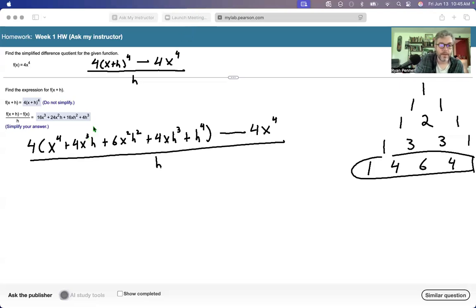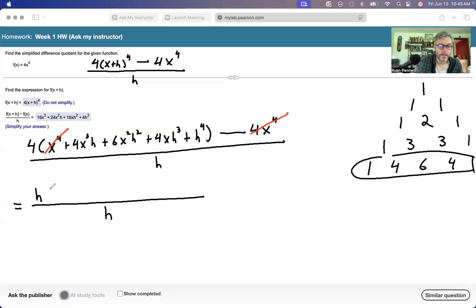Anyway, so now I can get rid of the original function. I have 4x to the fourth, 4x to the fourth. So that term goes away. The whole point of this is to get rid of the h on the denominator. Next week, we're going to let it go to 0. So that's fine. What I need to do is I need to pull an h out of all of these terms, and I need to distribute the 4. Okay, but that first term's gone, so that's fine.